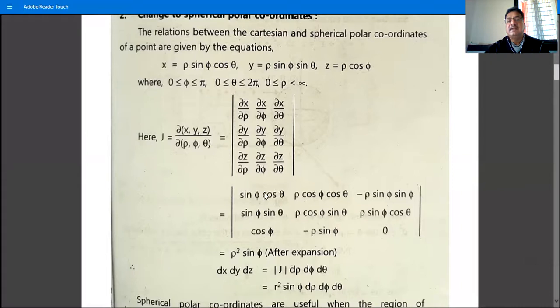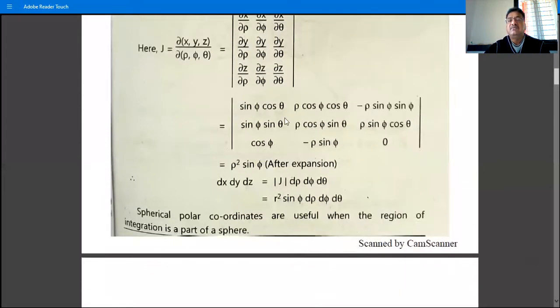Okay. Similarly, take the derivative of y with respect to rho, phi and theta, and the derivative of z with respect to rho, phi and theta. With respect to theta, the derivative is 0. So after finding this determinant, we have the answer: rho square, or r square sine phi.